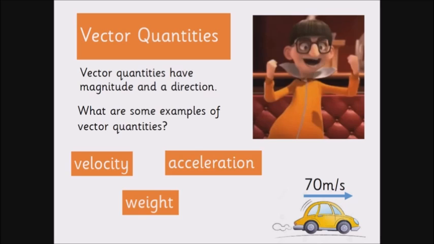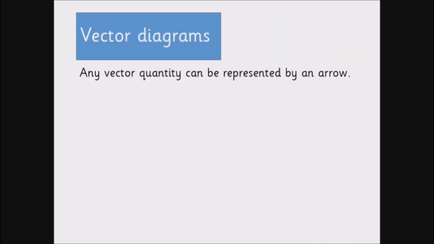Acceleration, based on velocity, is also a vector, and as we've mentioned, gravity would be a vector quantity because it definitely has direction. Force, most forces measured in newtons, are also vector quantities because they will have a direction associated with them as well as their magnitude.